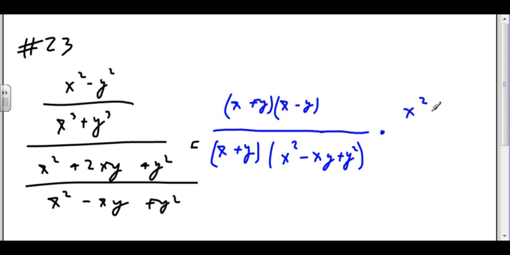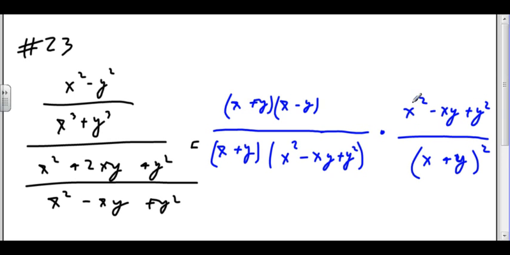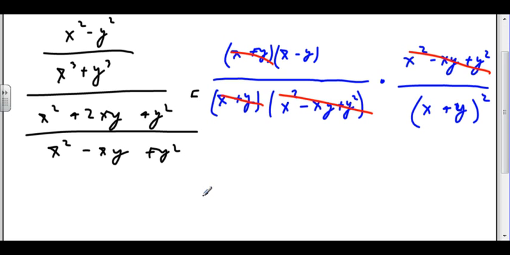Okay, and then we're going to invert the guy on the bottom, x squared minus xy plus y squared. And then we're going to recognize the other guy as x plus y, the quantity squared. Okay, well that's good. The author managed to get rid of one of those, got rid of one of these, and ends up with a final answer of x minus y divided by x plus y quantity squared.